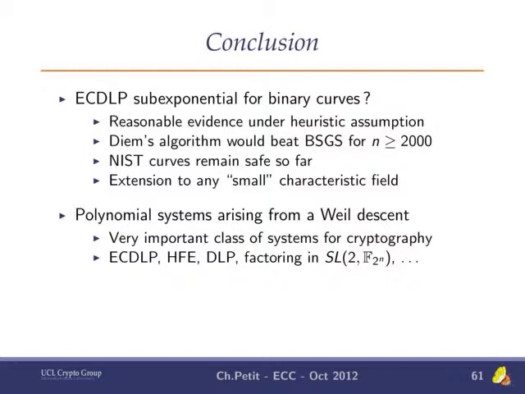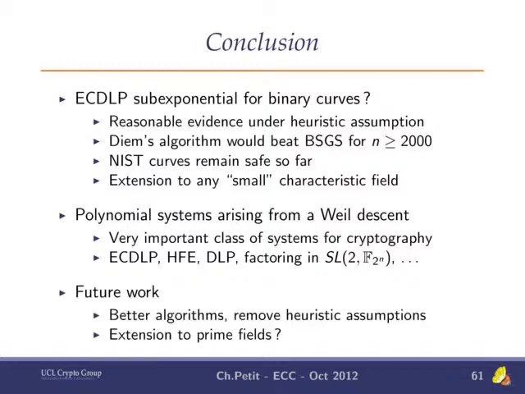Okay, so in particular, if you think of these curves, they're safe so far. As I already mentioned, you can extend that analysis to any small characteristic field. Another point that I want to make is that polynomial systems arising from Weil descent seem to be very relevant to cryptography. I only saw ECDLP and briefly HFE, but you can also build an index calculus algorithm for F2 to the n with the same techniques. In that case, you get sub-exponential complexity, this time with exponent 1/2. So we're not quite as good as Coppersmith.